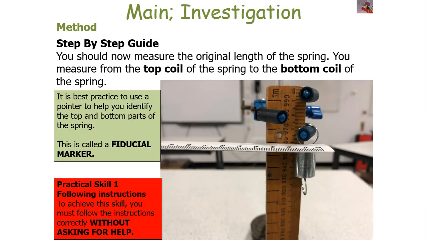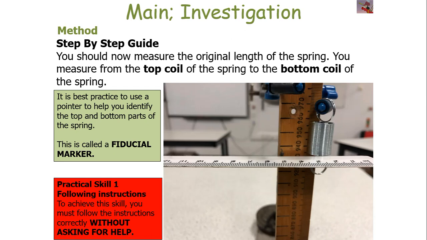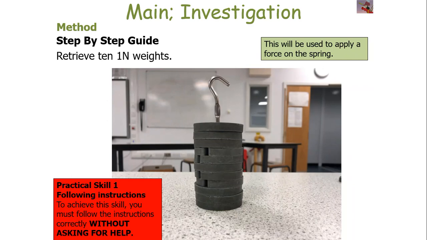Now, to help you measure the top and bottom coil, you should use something called a fiducial marker. A fiducial marker is basically a pointer that allows you to identify the length of a material very easily. The most obvious example of a fiducial marker we can use is another ruler. Once you've done this, you'll retrieve ten 1 newton weights.